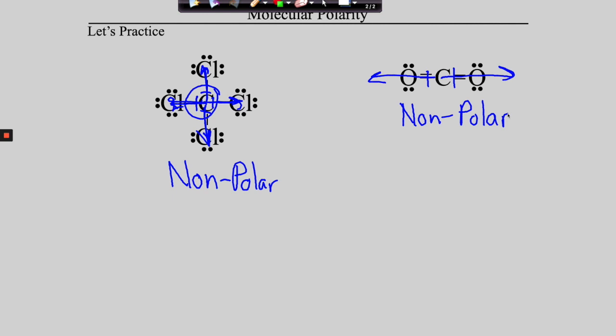And then, guys, you ready for some earth-shattering news? Carbon dioxide's a gas. But now you know why. Carbon dioxide is a gas because it's symmetrical and therefore non-polar and therefore not sticky and therefore it's a gas.